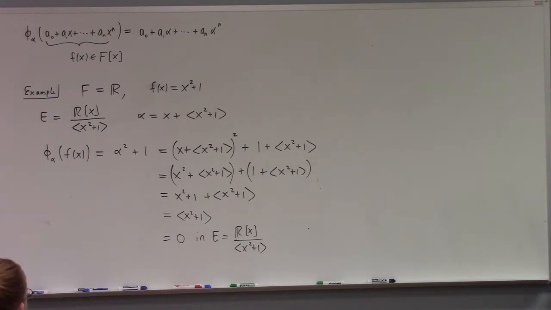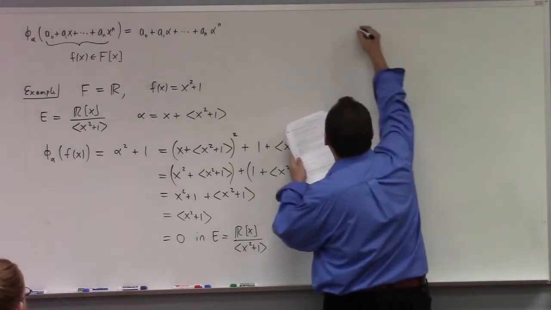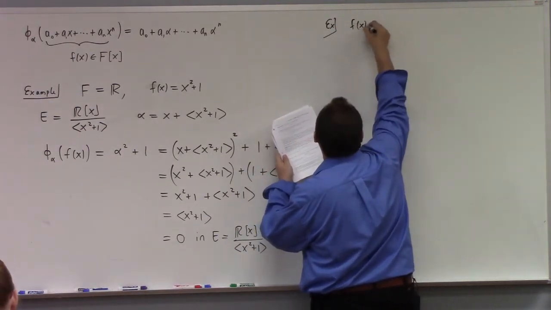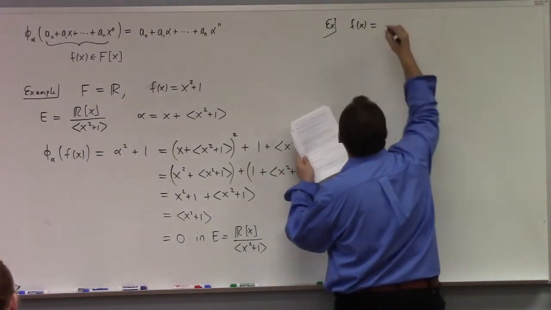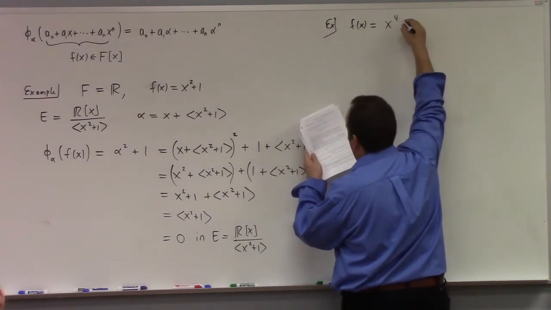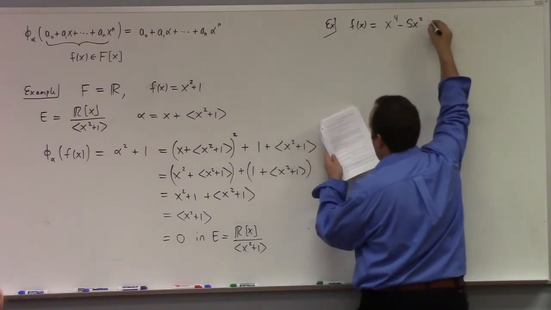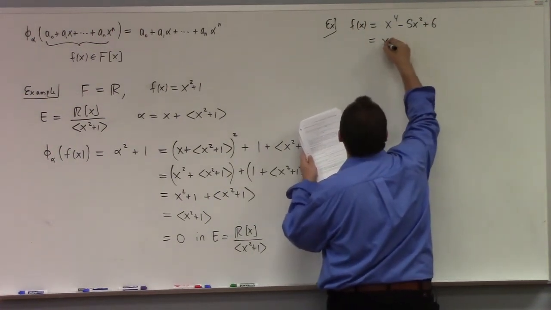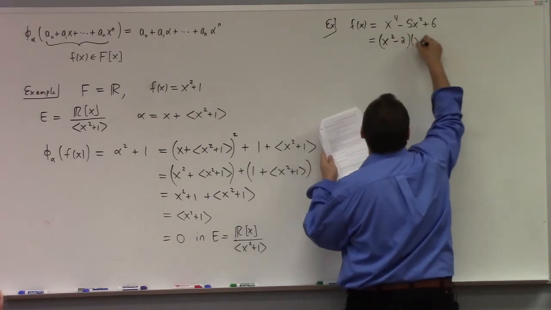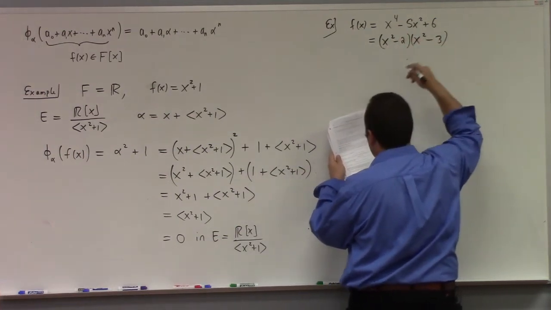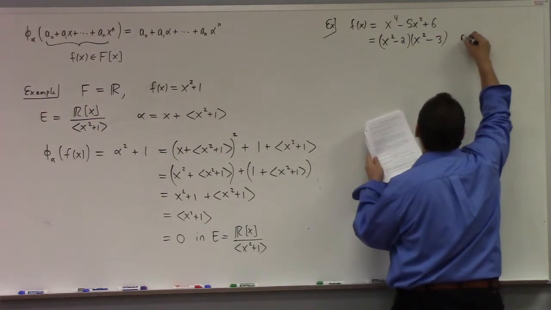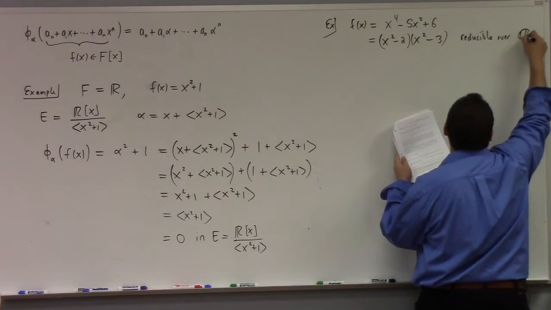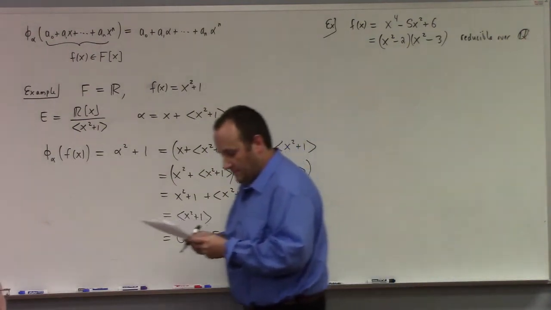So, let's see here. Next example. If we have f of x equal to x to the 4th minus 5x squared plus 6. Well, we can factor that. That's x squared minus 2 times x squared minus 3 as it happens, right? So this is reducible over the rationals, right? If we think of this as a rational polynomial, I think that's certainly reasonable.